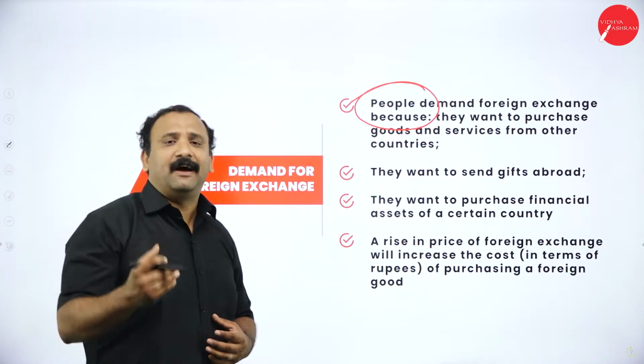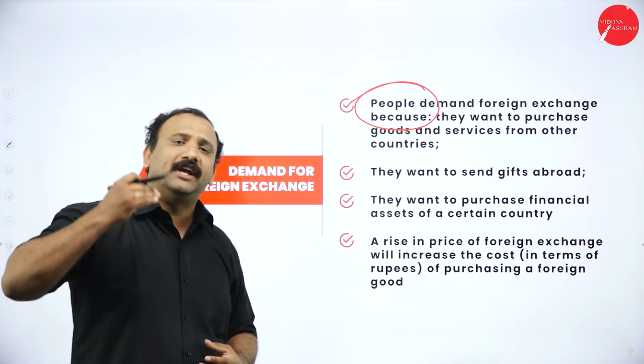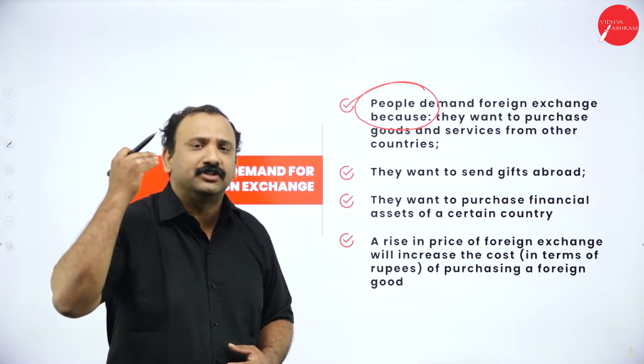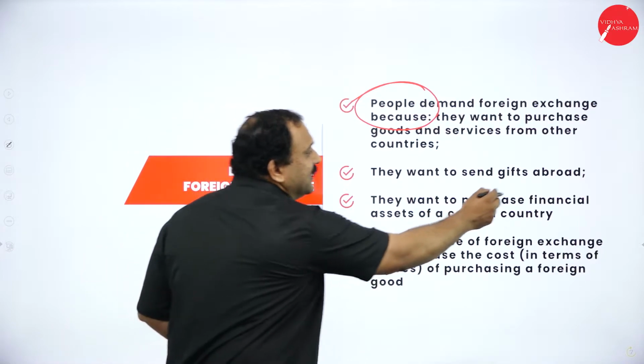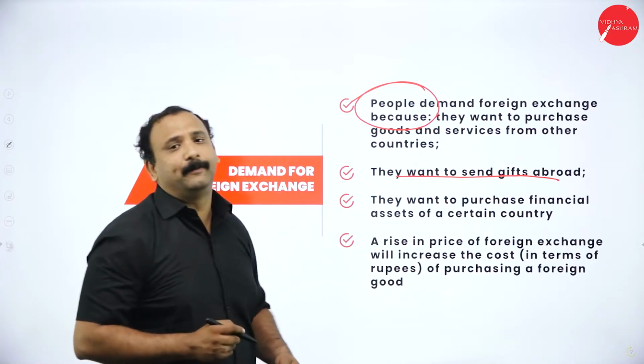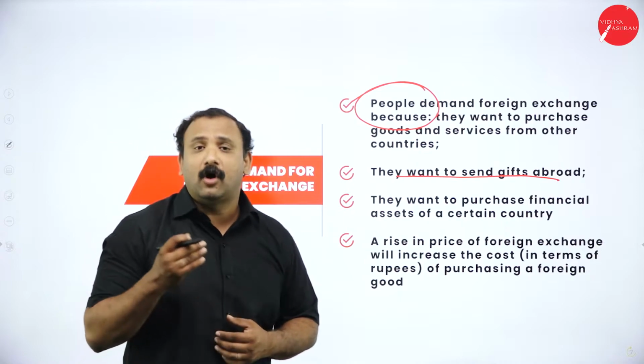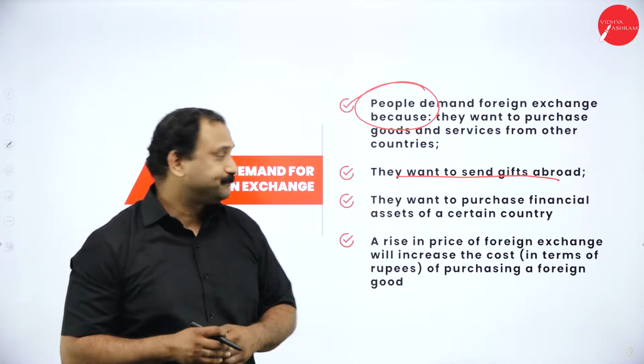Now they want to send gifts abroad. That is another factor. Why? Because people try to exchange goods. People try to send goods from one country to another country. So automatically they want to send gifts abroad. That is also another predominant factor that happens here.